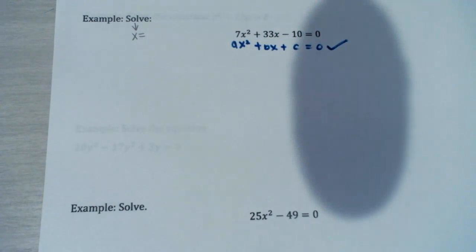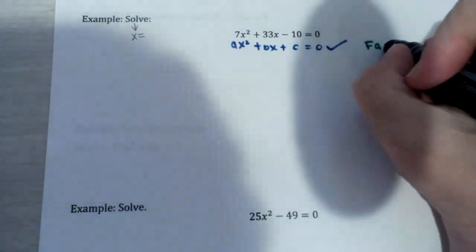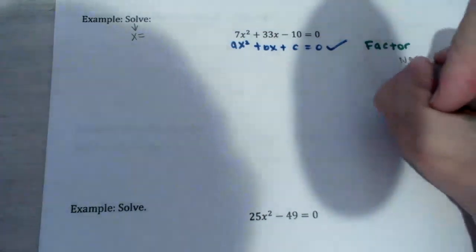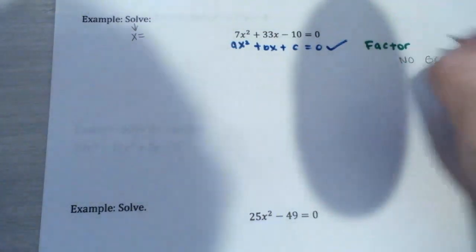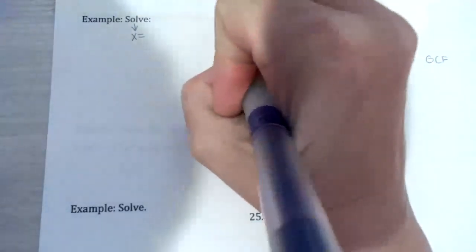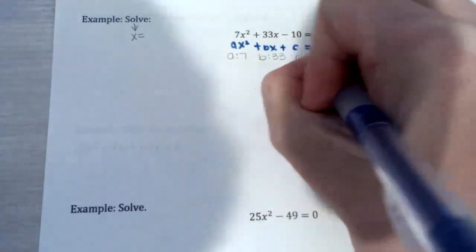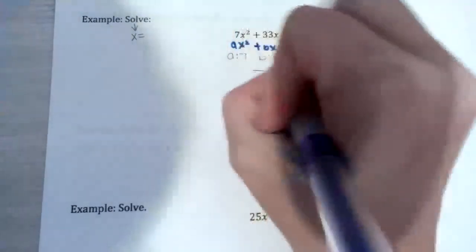So we can go ahead and factor. Our first step in factoring, no matter what, is GCF, but there's no GCF to factor out of 7x squared plus 33x minus 10. So no GCF. A in front of x squared is positive 7. B in front of x is positive 33. C out by itself is negative 10.